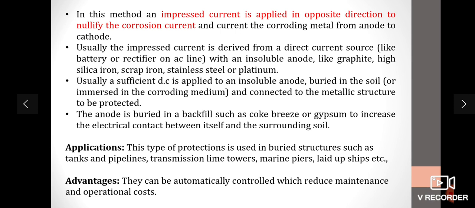So the applications of impressed current cathodic method are: it is used in buried structures like tanks, pipelines, transmission line towers, marine pipes, laid up ships, etc. The advantage of this method is they can be automatically controlled, which reduces maintenance and operational costs.